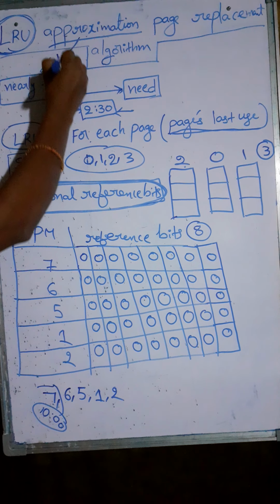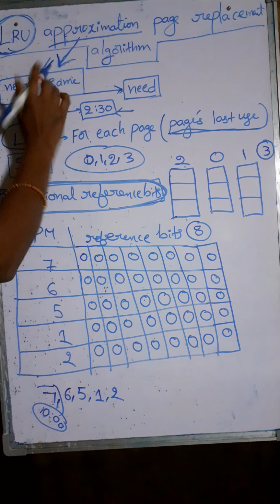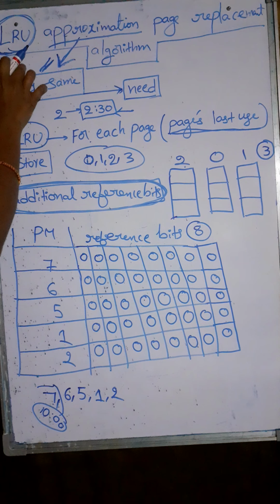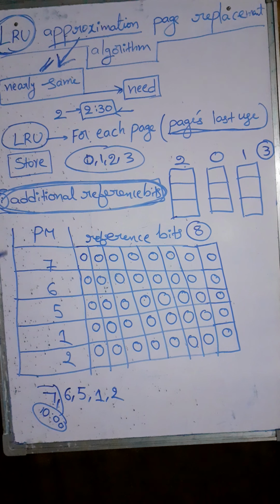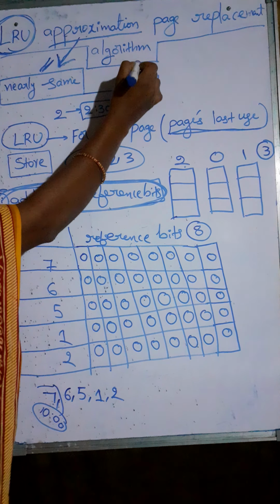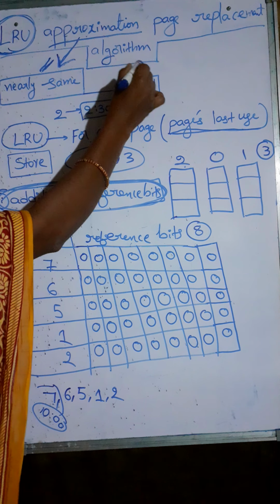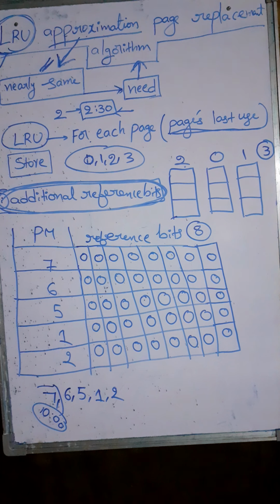We know that approximation is nothing but nearly same. Not exactly same, but nearly same. That means this algorithm is somewhat similar to the LRU, right? Then our question is, what is the need for this algorithm? We already have LRU and we are saying that this algorithm is somewhat similar to LRU. We can use LRU, right? So first I'll discuss what is the need for LRU approximation page replacement algorithm.